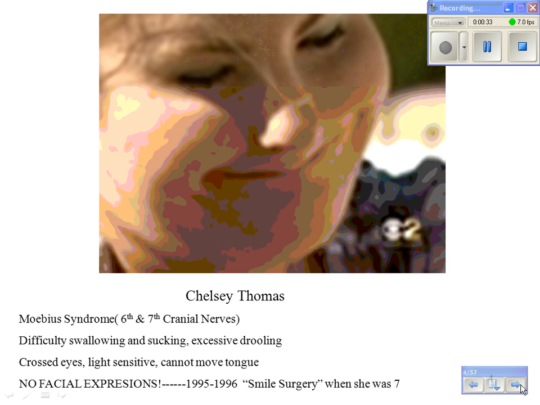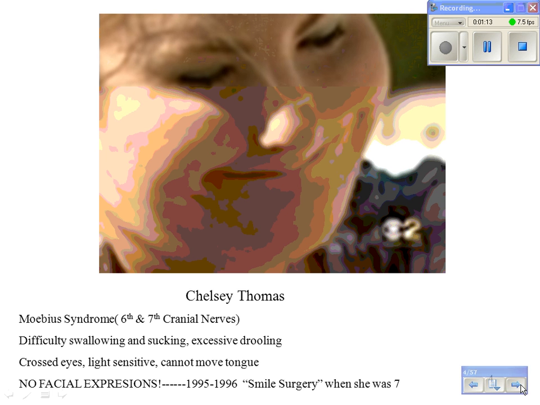This one happens to be about nerves. This is Chelsea Thomas, who had Mobius syndrome, which infects the sixth and seventh cranial nerves that come out of our brain and actually innervate our muscle tissue in our face. And so early on in Chelsea's life, she had difficulties doing a number of things, including facial expressions and swallowing and so on. And so she went through a number of tests, and in 1995, when she was about 7 years old, she had what we call smiling surgery to repair those nerves as they innervate the muscles of our face and tongue, and to allow her to do some things.